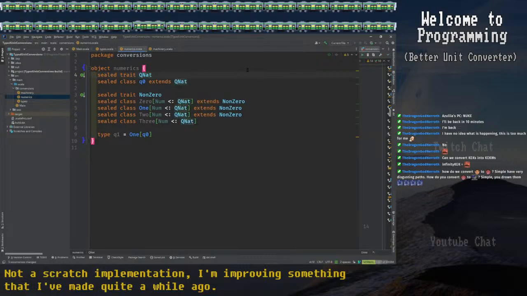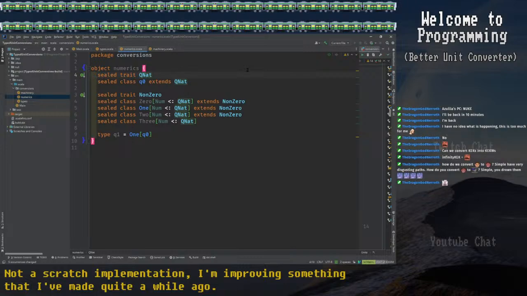And in order to make things a lot easier, I think we may also want negatives. How do I do negatives? I think the best way would be to make a sealed class: non-negative, and we want a number that is non-zero.